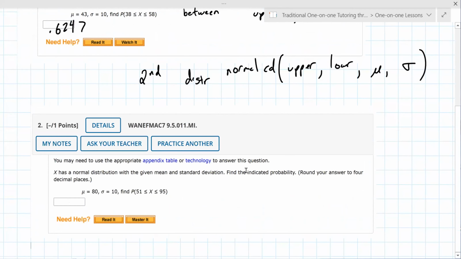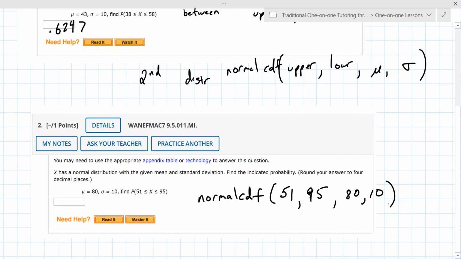Great. Okay, next question is exactly the same in terms of the steps, slightly different numbers. So on your calculator, again, go to 2nd Distribution, choose normalcdf, and I'll write that here. It's normalcdf. And so it's going to be 51, 95. That's your lower and your upper, and then 80 and 10. And it's CDF, correct, because it's not equal to, right?